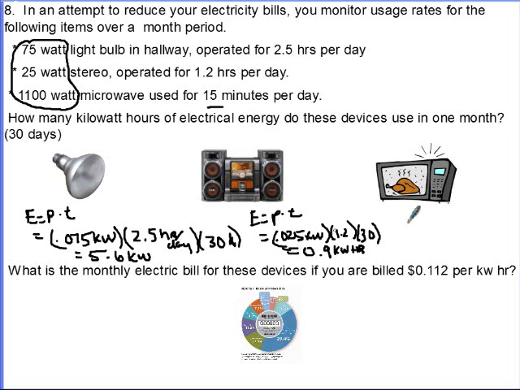And when I do the last one, the microwave, I see that the power is quite a bit higher, 1.1 kilowatts. I don't run it for nearly as long each day. I only run it for a quarter of an hour. When I run that for 30 days, the amount of energy that I use is about 8.3 kilowatt hours.